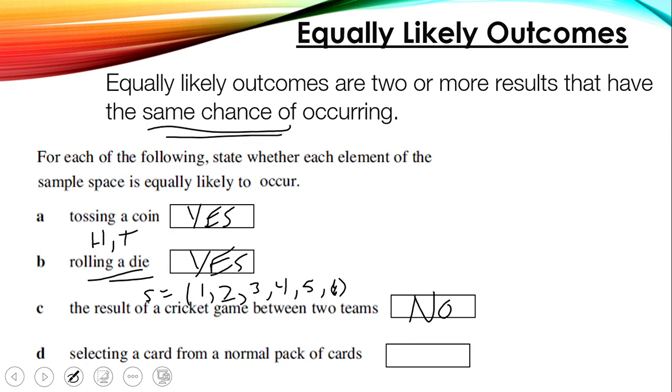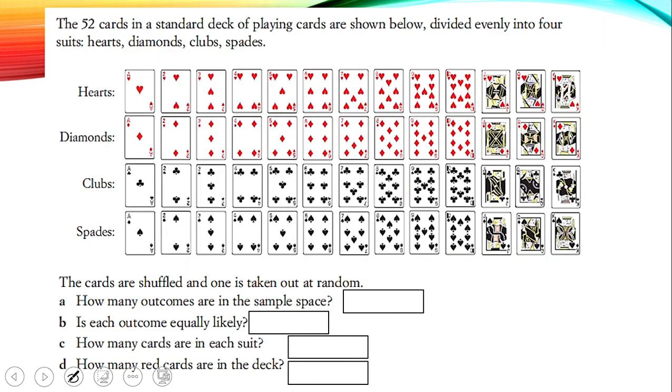Selecting a card from a normal pack of cards. So if you listed all 52 possible cards, selecting a card from the normal pack of cards, yeah, this would be equally likely. Your chance of selecting an 8 of spades versus a 9 of clubs have an equal chance. So when you go through these questions, make sure that you're familiarizing yourself with dice and the amount of dice. Also make sure that with these questions, you do familiarize yourself with a deck of cards.